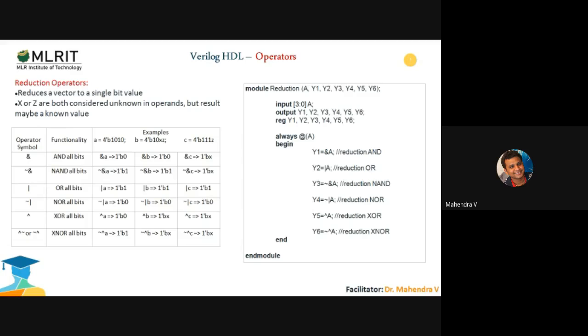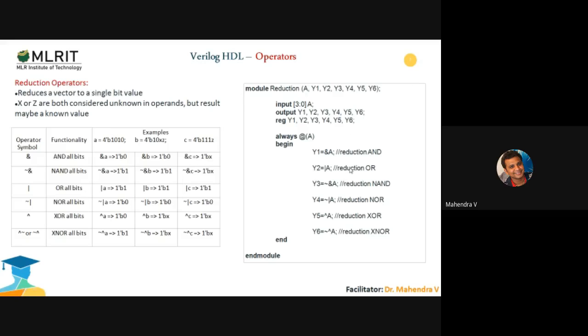These reduction operators are nothing but the bitwise operators, which perform the logical operations on the individual bits. If you want to use them as reduction operators, this is how we can write it in the program. Y1 is the output, then the simple AND symbol and A. There is normally a need for two operands to perform a bitwise operation, but to perform the reduction operation, reduction means we are reducing the same variable from a vector to a scalar, a single bit. So this operation will be performed on a single operand.